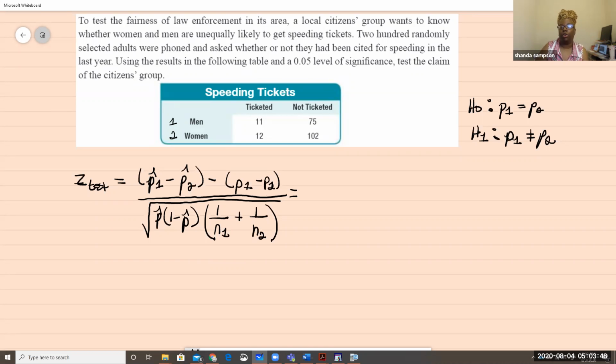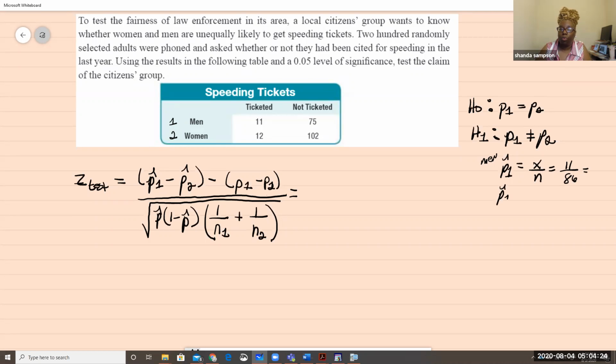All right. So p hat 1. And what's p hat equal to? X over n. And what are we talking about? We're talking about the number of men ticketed. I like to write men here just to keep my bearings straight. The number of men ticketed, 11, over the total, right? I can do it in my head, but you can pop it in your calculator. 75 plus 11, that's going to be 86.